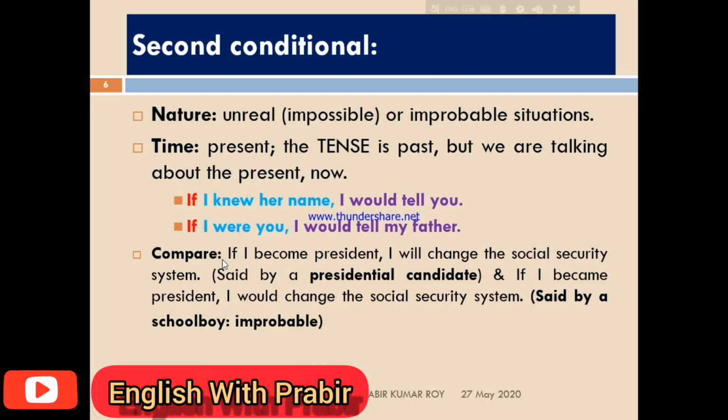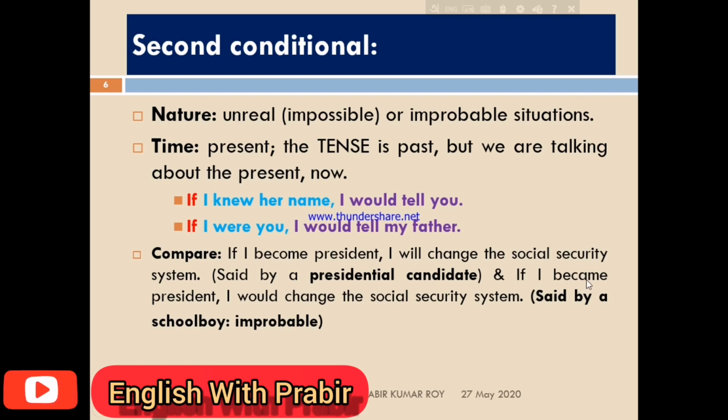Okay, compare with first conditional. If I become a president, I will change the social security system, said by a presidential candidate. It can be possible. So this is first conditional, or real conditional. But if the same thing is told by a schoolboy, it cannot be possible. So that will be second conditional.